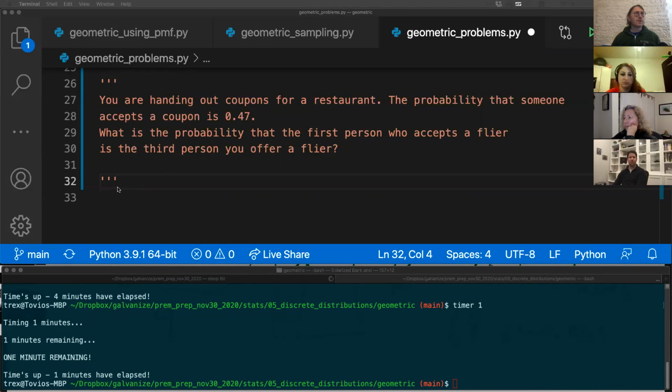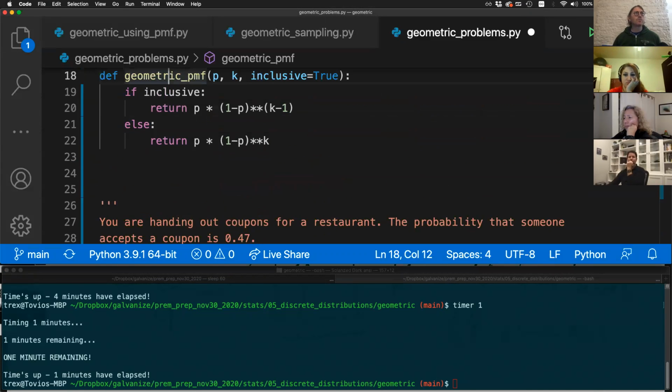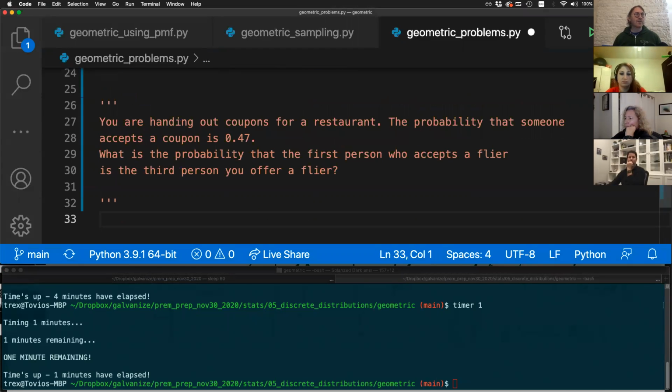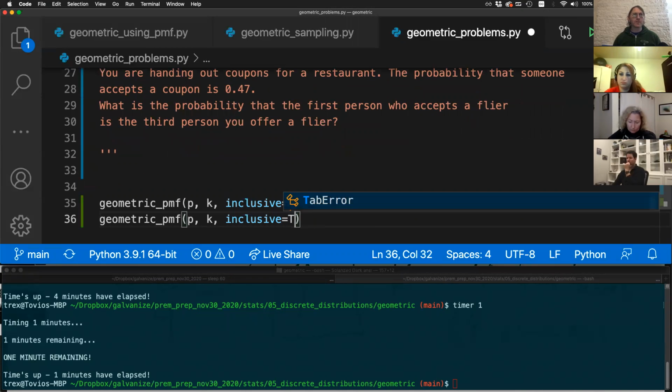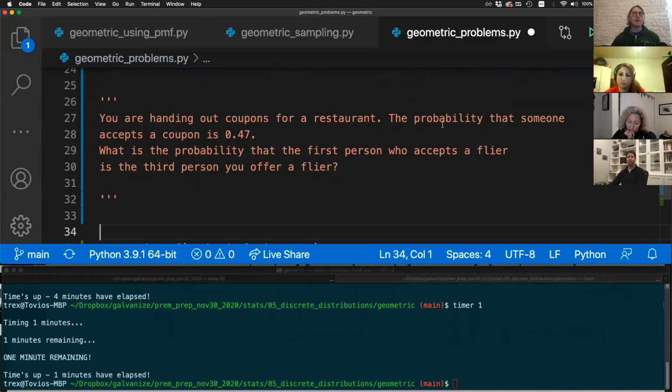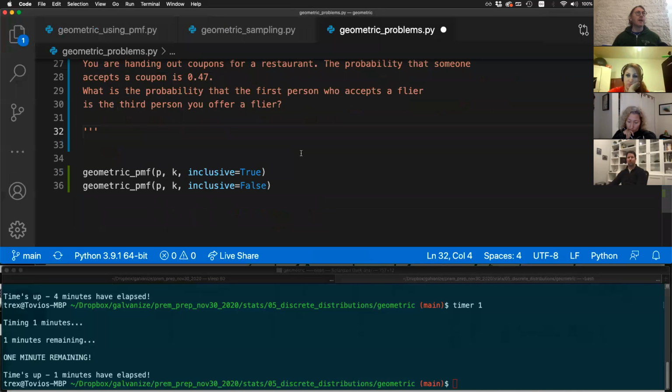So, I like to do this thing where I write down what I know. So I'm going to just do that first. We're going to call out to this twice, one time with inclusive equals true, the other time inclusive equals false. And we're talking about the probability that someone accepts a coupon. And so we know the probability, right, as 0.47.